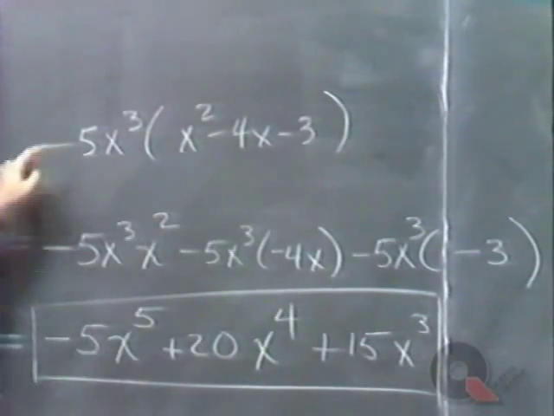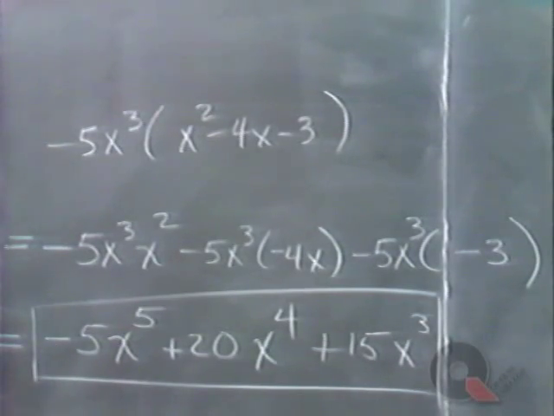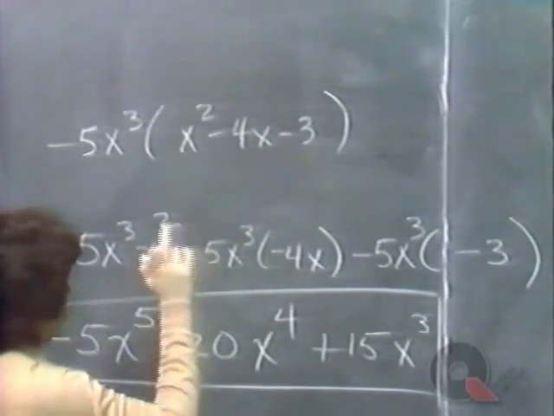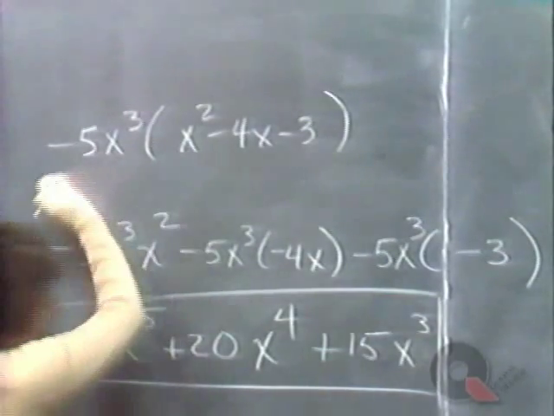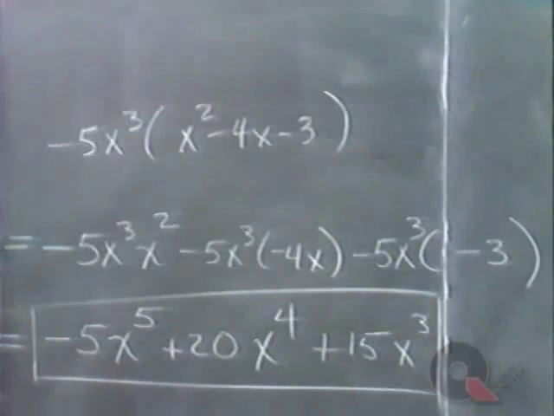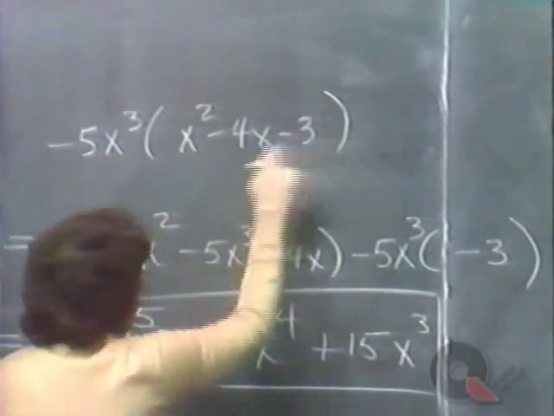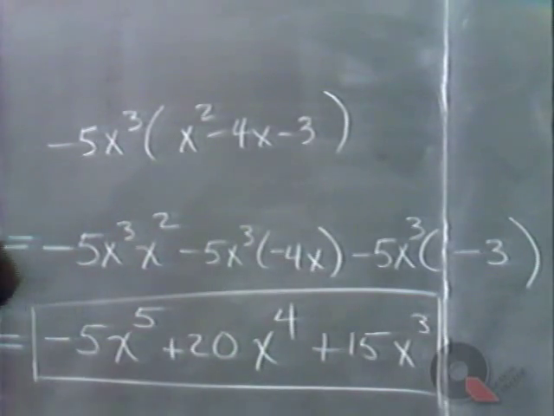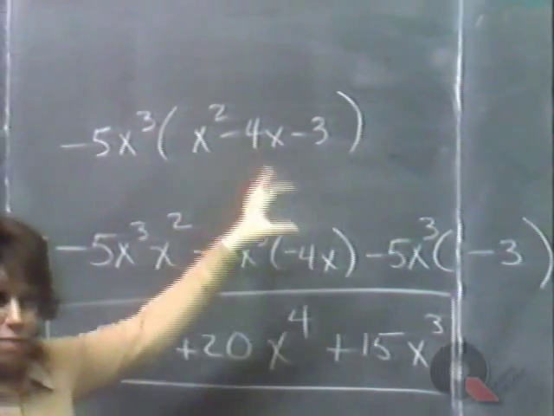Once again, you can go from here to here in your head. If you're having trouble, you can actually write it down. The most important thing is to remember that the minus 5x cubed must be distributed throughout the parentheses, including these two terms. These are the most often forgotten. We've handled monomials by monomials, a monomial by a polynomial.